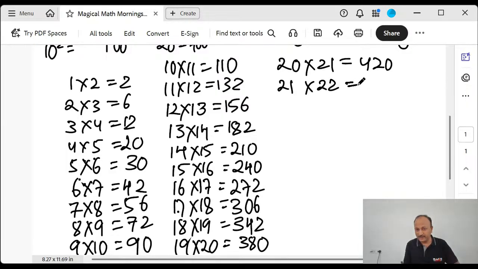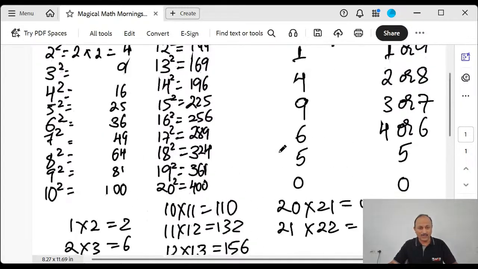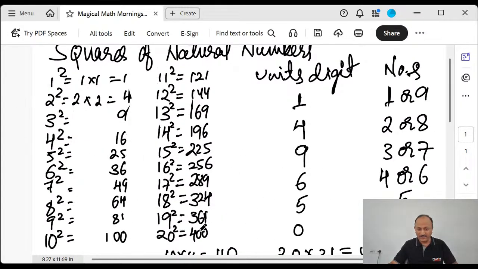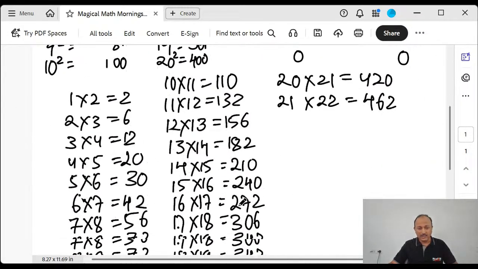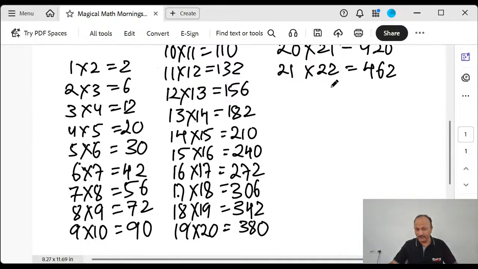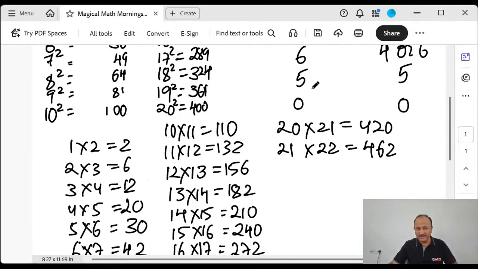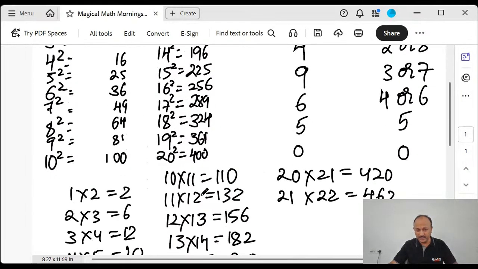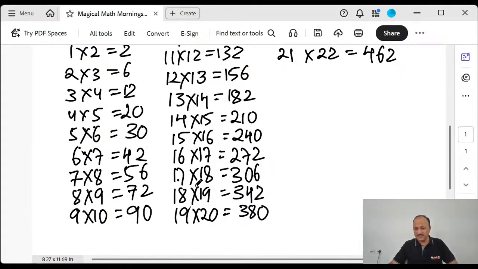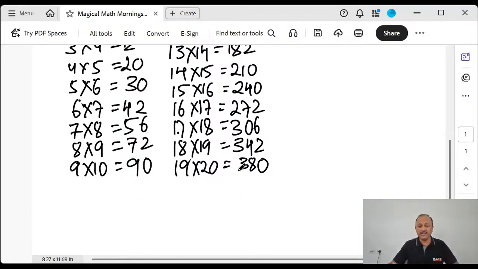42 into 11, that is 462. Like this we can write and practice the numbers even up to 30, 31, 32, 33. Also it is good. I want you people to practice the squares from 1 to 20, and consecutive numbers also at least up to 20 or 21. If you are able to learn the squares up to 30, and these consecutive numbers also up to 33, it's very good. It will help you to find the square roots in a much easier way.